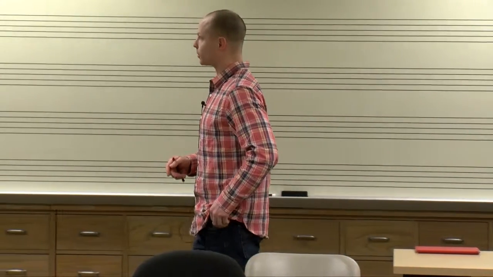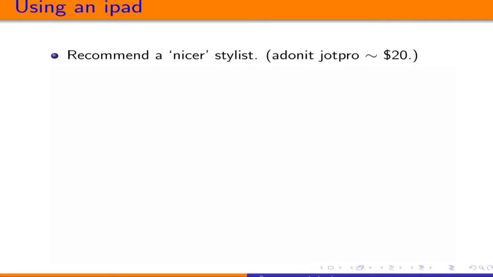So, what do you need? You need an iPad, first of all. I think many people have iPads these days, and I'm sure with other tablets, if you can get apps, you could do something similar. Probably a nicer stylus would be a good thing. I have a Jot Pro. I think you can get them at Best Buy. I purchased one on Amazon. It was somewhere in the neighborhood of $20-ish.